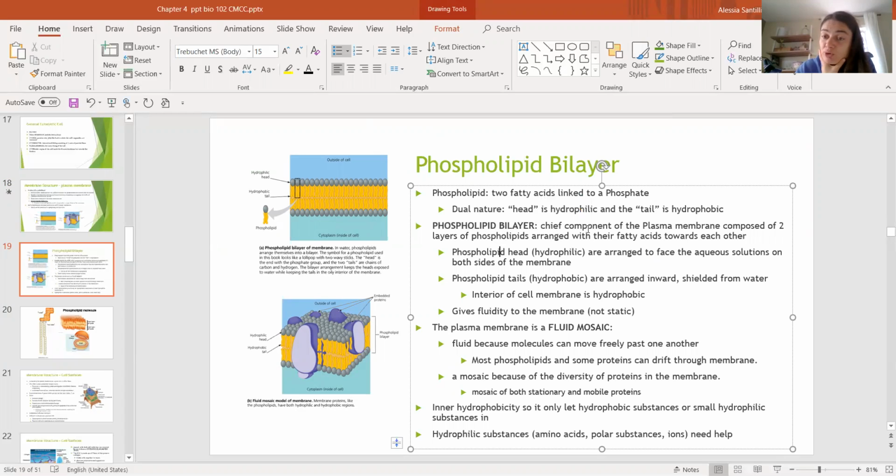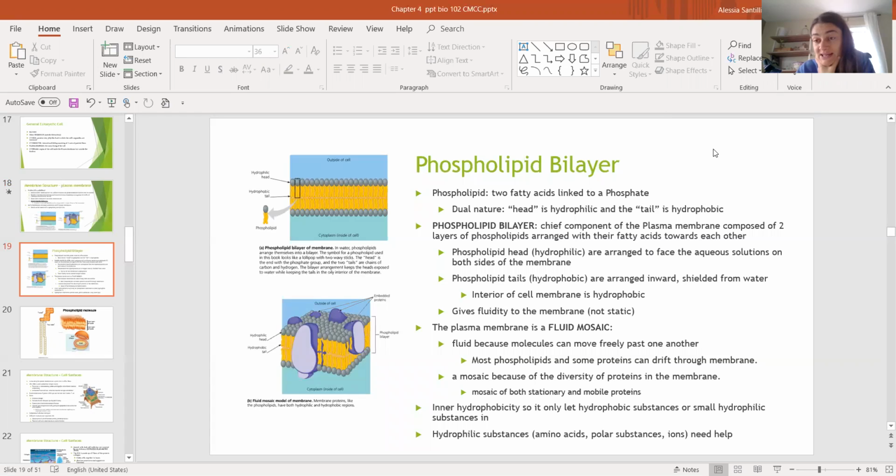So this is the chief component of the plasma membrane, composed of two layers of phospholipids arranged with their fatty acids towards each other, towards the middle, away from the water. So the phospholipid heads, which are hydrophilic, are arranged to face the aqueous solutions on both sides of the membrane, one inside the cell and one outside the cell. The phospholipid tails, which are your fatty acids, are hydrophobic.